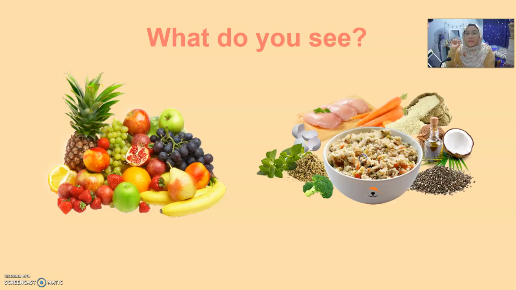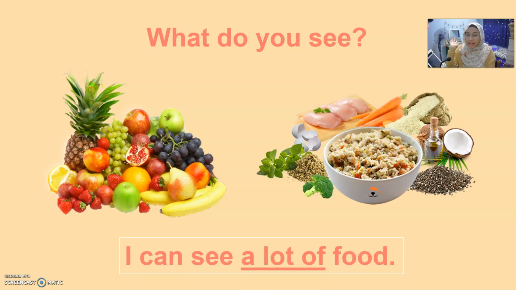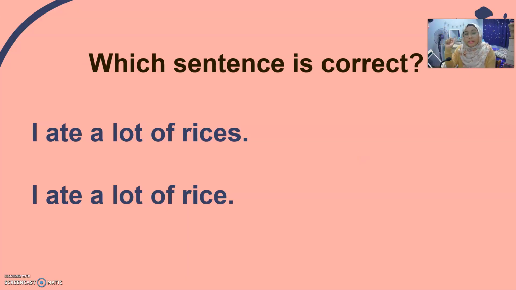So on the screen right now, what do you see? I can see a lot of food. As you can see, there is a lot of food on the screen. There's fruits and then there's rice and other food on the right. Simple enough, right? Moving on, can you tell me which sentence is correct? I ate a lot of rices or I ate a lot of rice?